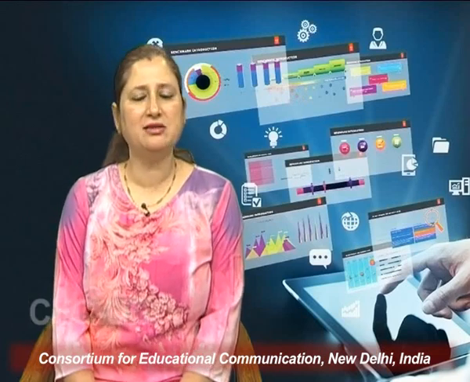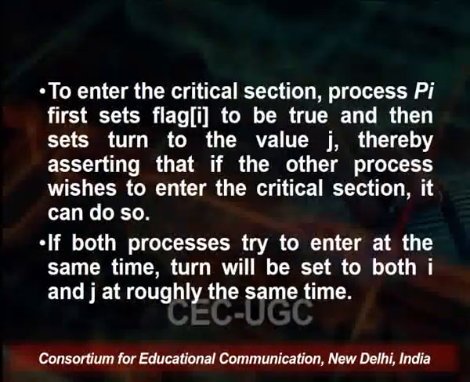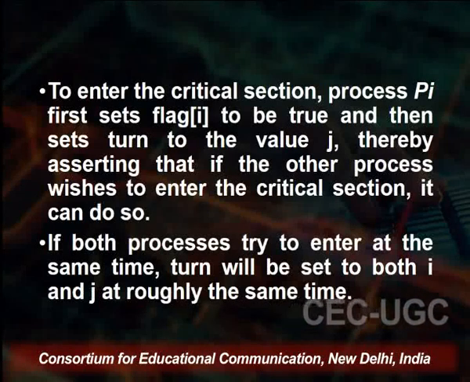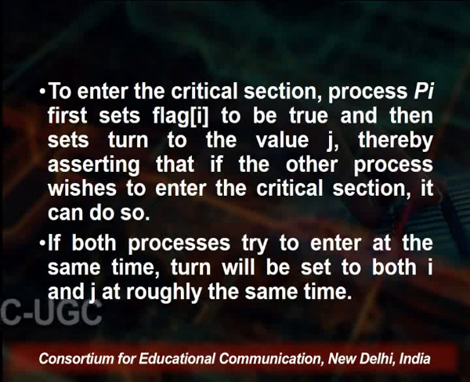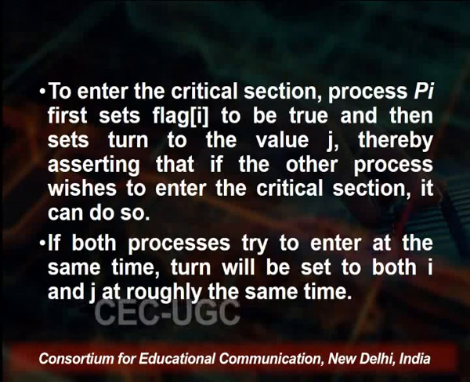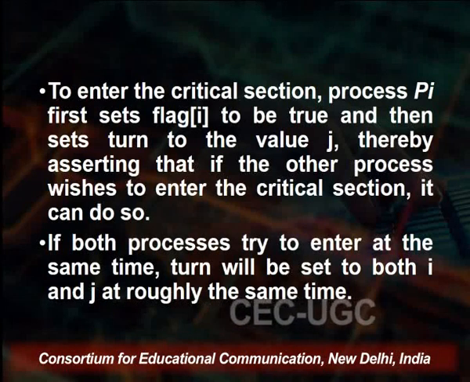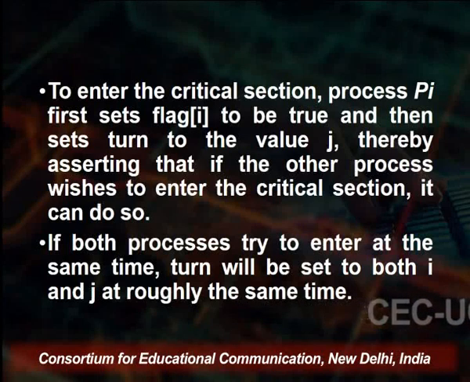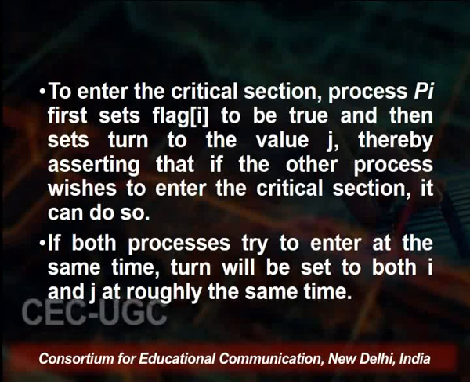So to enter the critical section, Pi will first set flag[i] to be true, and then it will set turn to value j, because it is a humble algorithm. Then it will assert that if the other process wishes to enter the critical section, it can do so. It will allow process Pj to enter the critical section.